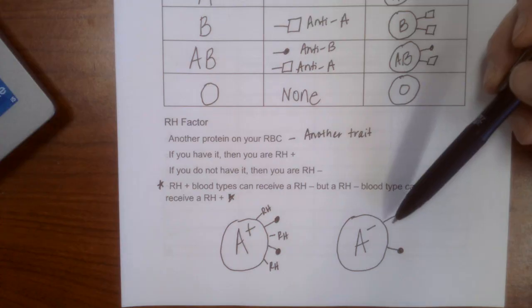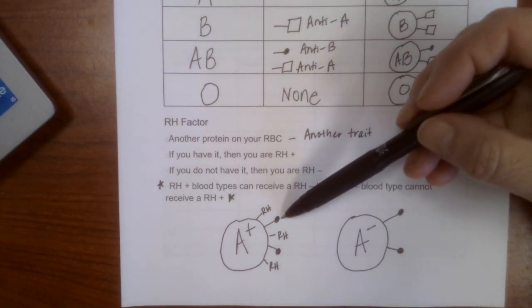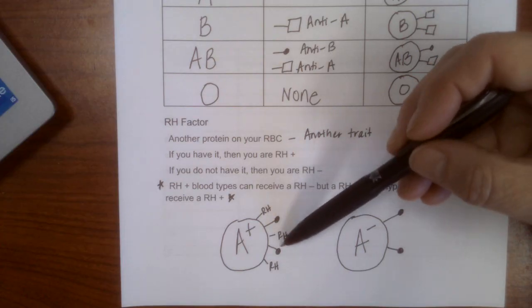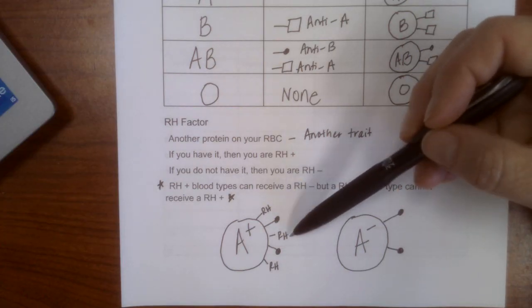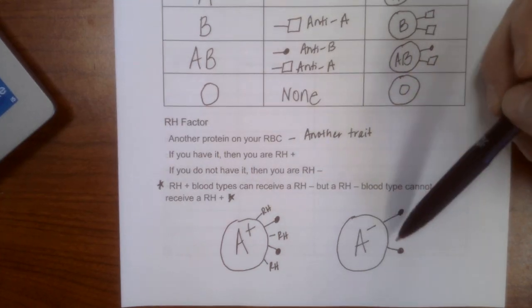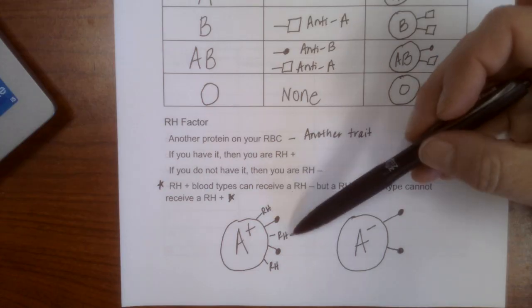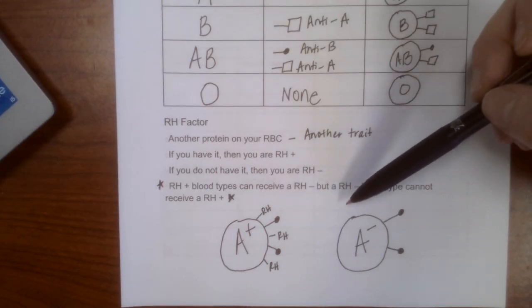So if I'm an A negative and someone donates A positive blood to me, I am okay with these because my body recognizes them. Am I okay with the Rh factor? The answer would be no, because I don't have it. My body doesn't recognize it. If I'm given a red blood cell that has this factor, my body's going to see it as a foreign invader and try to attack it.